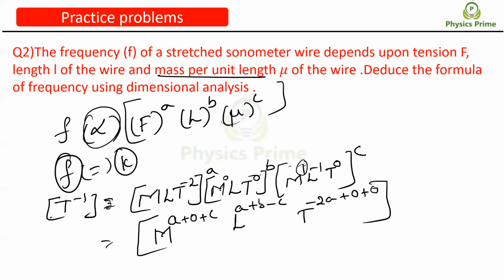No, sir, nothing. 0 into B is 0, 0 into C is 0, I added 0. Is equal to T power -1. T power -1 is what? M power 0, L power 0, right? 0. Yes, sir. Now, if I equate, what will happen?